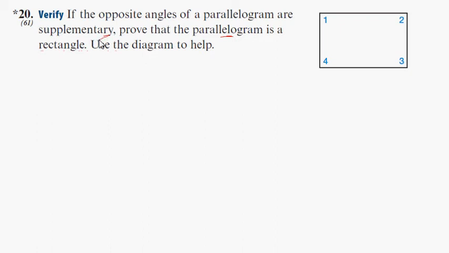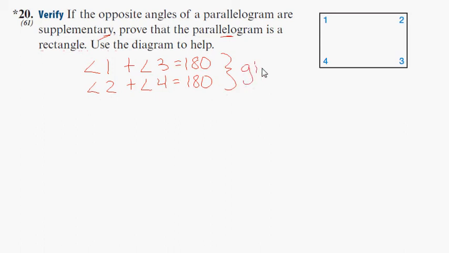Okay, so we can say that angle 1 plus angle 3 equals 180. Angle 1 plus angle 3 is equal to 180. We also can say that angle 2 plus angle 4 is equal to 180, and all of this is because we've been given that information, okay?